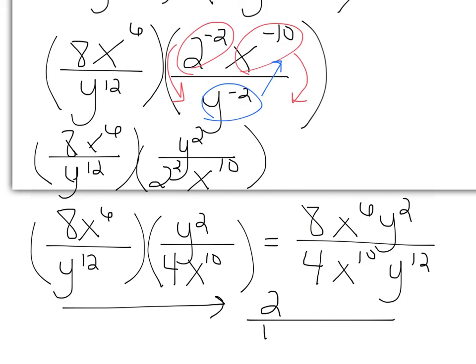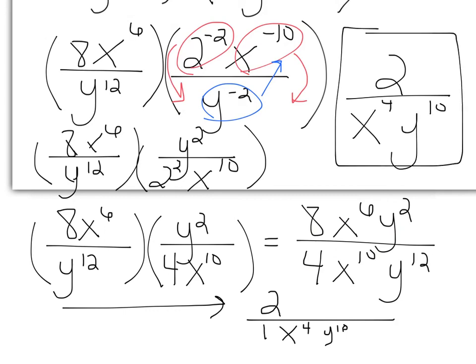And then we have 6 x's up here and 10 x's down here. So you have x to the 4th in our denominator. And then we have 2 y's up here and 12 y's down here. So we end up with y to the 10th in our denominator. So our answer is 2 over x to the 4th, y to the 10th. And that's our answer. And that's it.